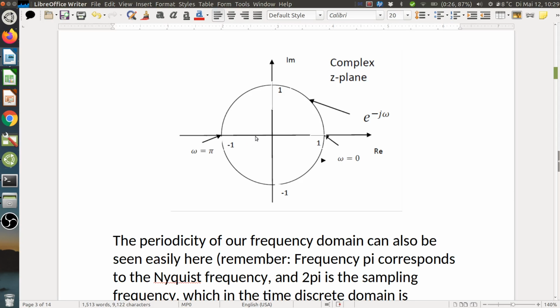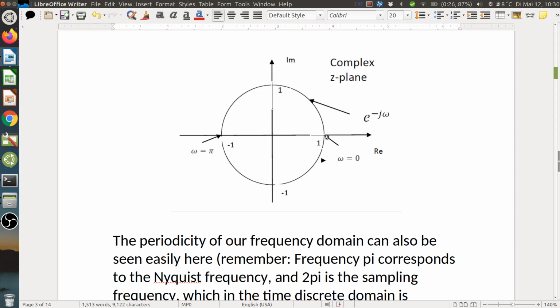And here we can see that this normalized frequency can also be interpreted as an angle to the real axis. So here we have the Nyquist frequency, and then when we go on, we come back to omega equals 0, and this omega equals 0 is then identical to omega equals 2 pi. So it fits perfectly.